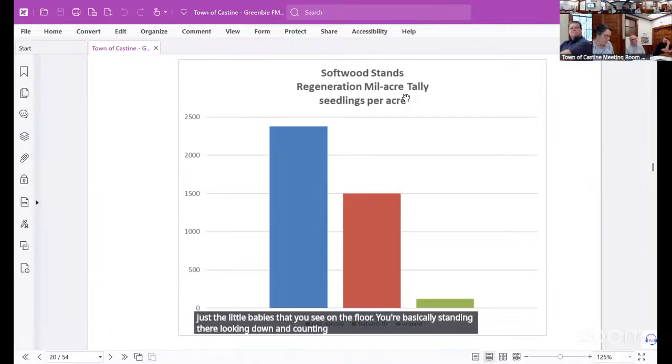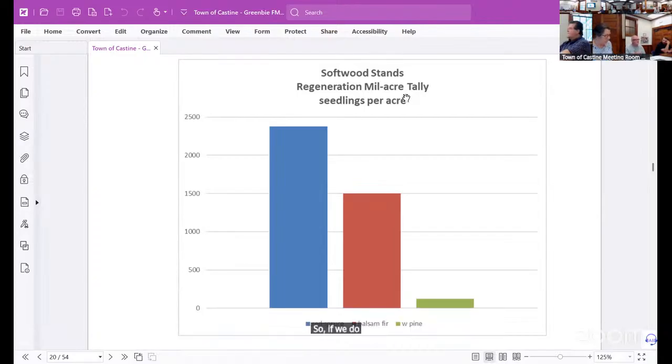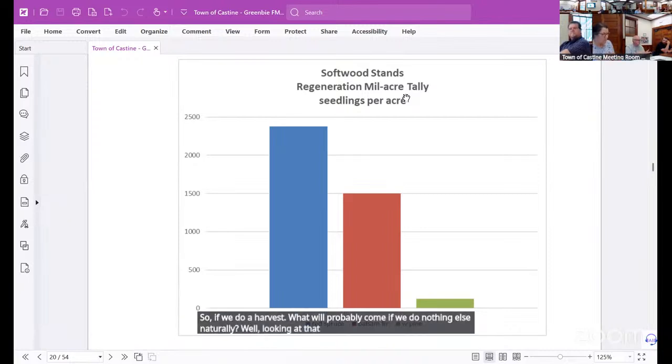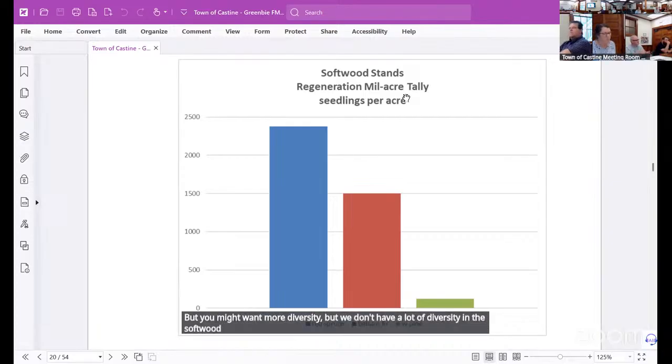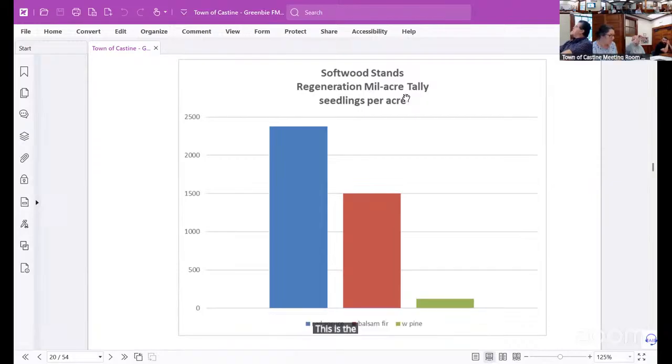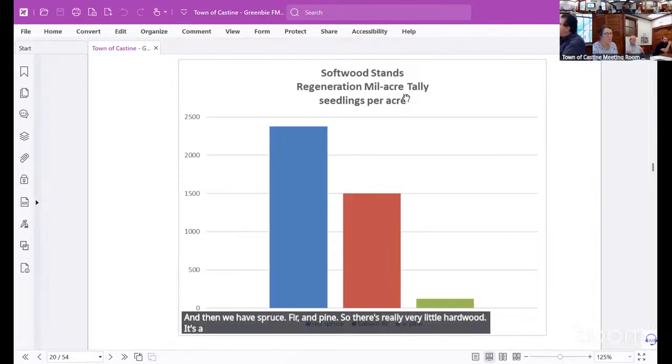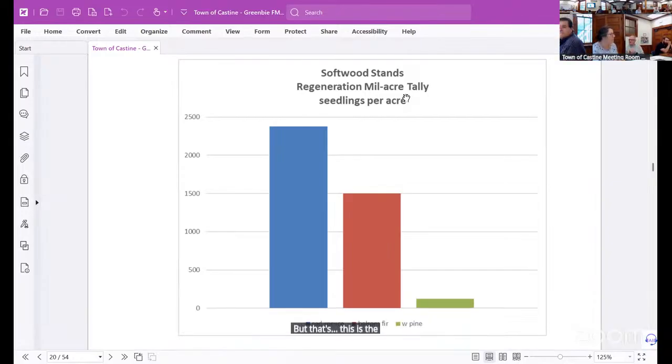The reason I inventory that way is that if we do a harvest, what will probably come if we do nothing else naturally? Looking at that last chart, the hope would be you get spruce, but we might want more diversity, and we don't have a lot of diversity in the softwood stand. That's why we look at everything. This is the regeneration, the little babies on the forest floor. We have spruce, fir, and pine, so there's very little hardwood. It's a closed canopy site, but this is the part you have to explain. Does that make sense?